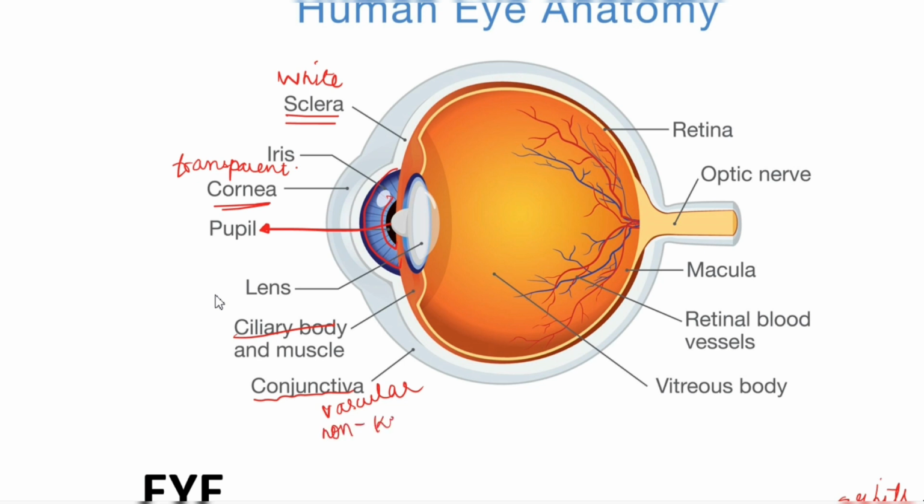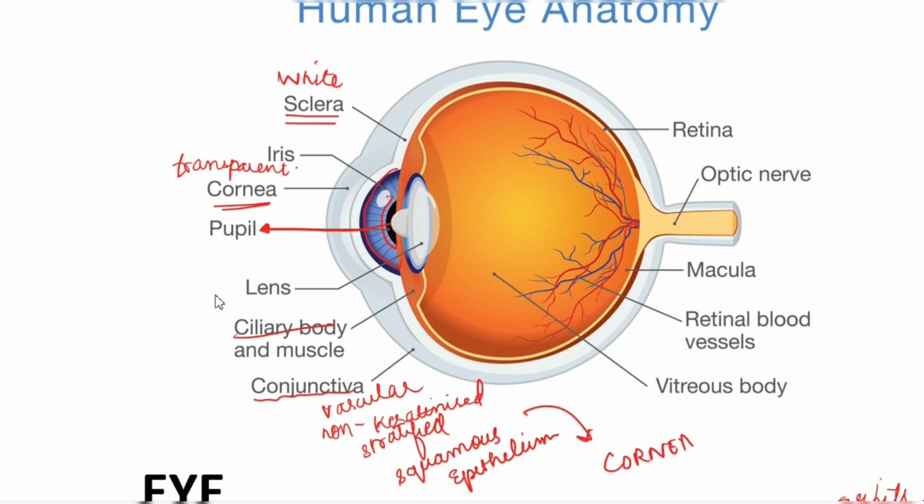So this conjunctiva is the inner membrane or folding of the eyelid, which is highly vascular. This conjunctiva covers the white of the eye, and so it is technically the outermost. And this conjunctiva is made up of non-keratinized stratified squamous epithelium, just like the cornea, which is also made up of non-keratinized stratified squamous epithelium.